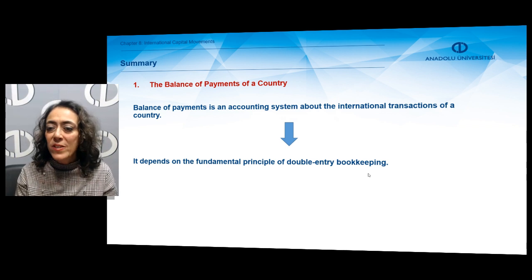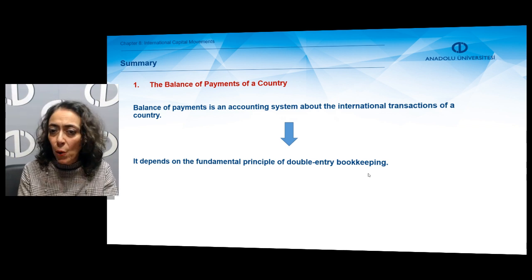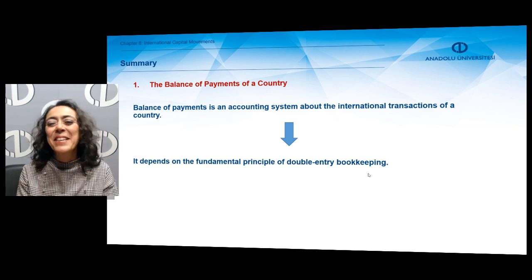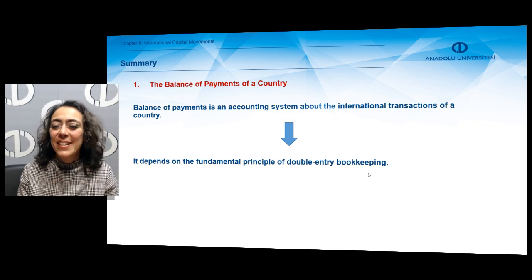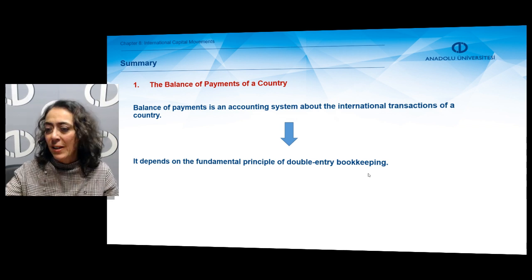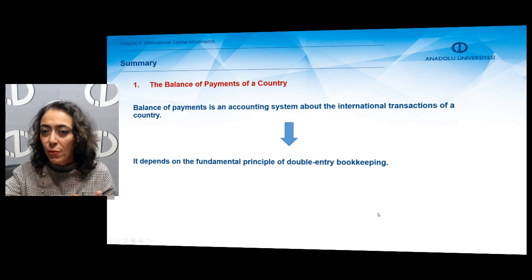As social scientists, we all know about accounting systems, I guess. So we know that each transaction requires double entry bookkeeping. So for the balance of payments accounting system, we use the same fundamental principle of double entry bookkeeping.